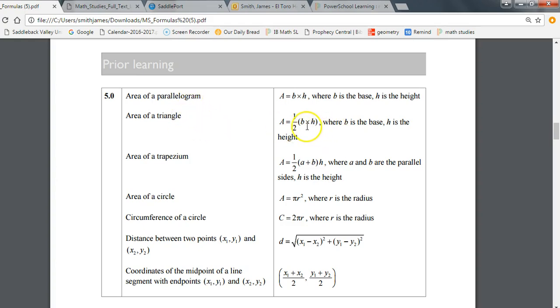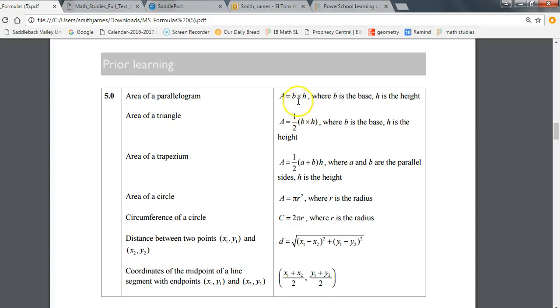Area of a triangle, 1/2 base times height. Remember that we did see for the area of a triangle, if it's a non-right triangle, you can also use the other formula, which is 1/2 ab sine C. So that's the other area of a triangle formula that we have. This one is intended for right triangles.